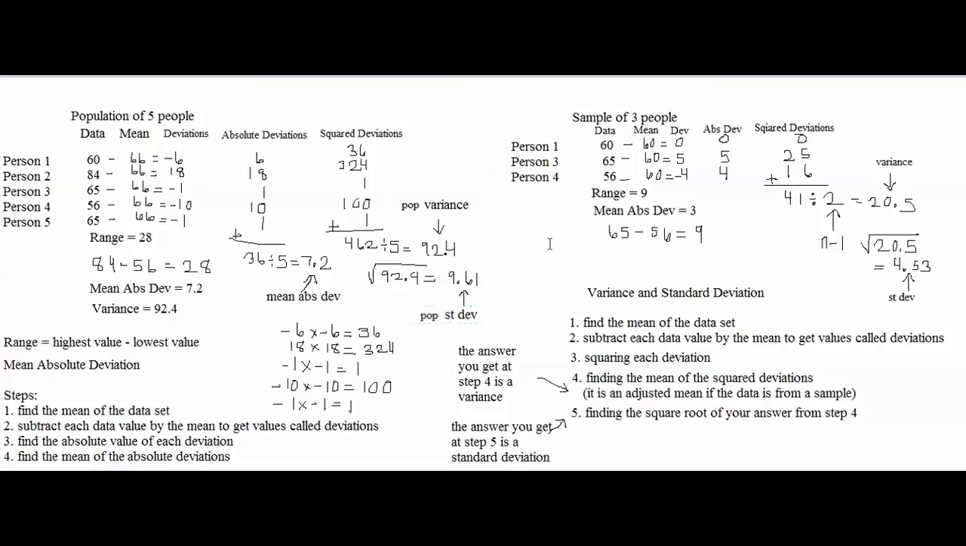And if you have data from a sample and you do use this adjustment in step 4, your answer right here would be called a sample variance.